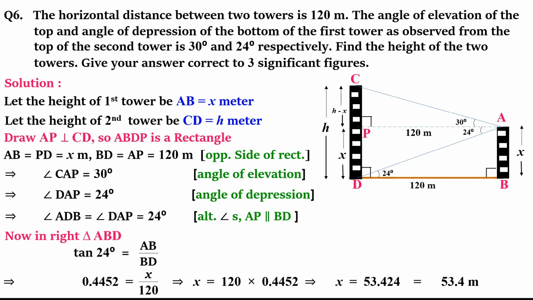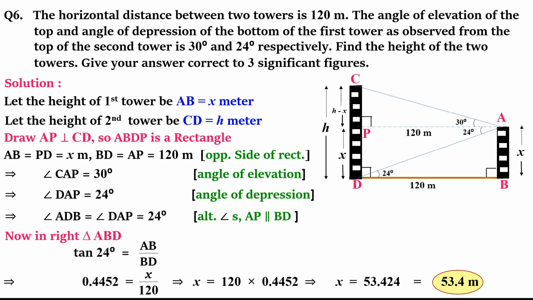53.424. Now x is the height of one of the towers, and the answer should be correct to 3 significant figures. So yes, you will take 3 significant figures. The fourth figure is less than 5, so nothing will be added to the third figure. So it will be 53.4 meter only. Originally it was 53.424, with 6 significant figures, but they asked us to give the answer correct to 3. So we should have only 3 significant figures in our answer, rounded off. After rounding off, it comes out to be 53.4 meter.